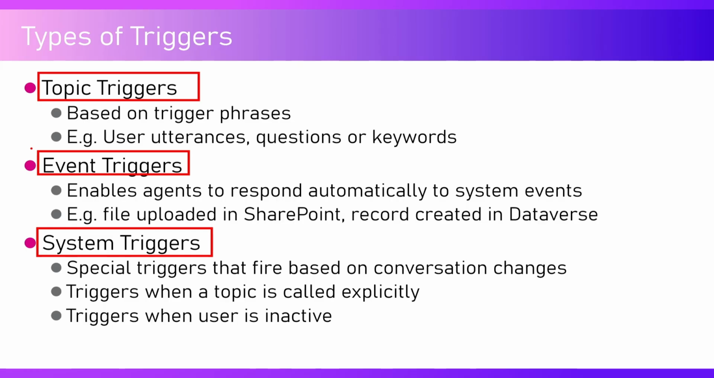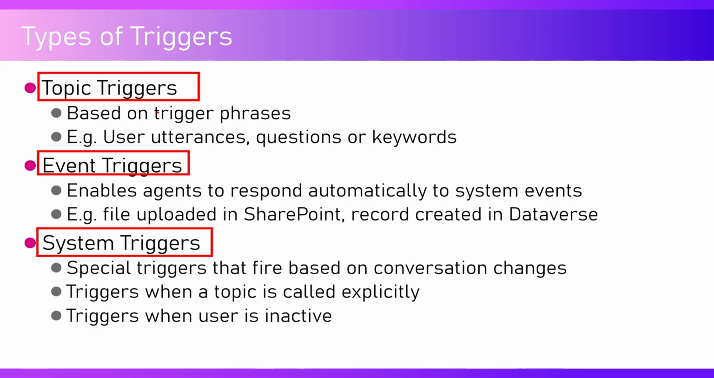But what if I want an agent which does not interact directly with an end user, but then you get to know, say, if something happens in the backend, like if some data is added into the database, or if some activity happens at some Dataverse level, or maybe at a SQL Server level, or a SharePoint level, if someone uploads a file, or if you receive an email, then the event triggers come into the picture.